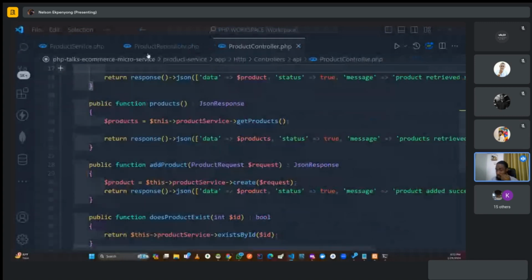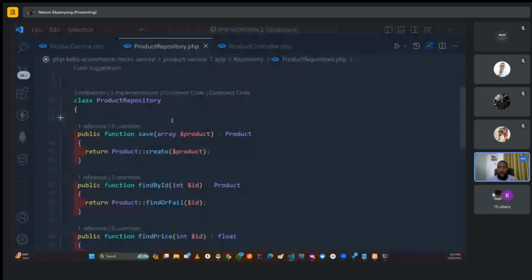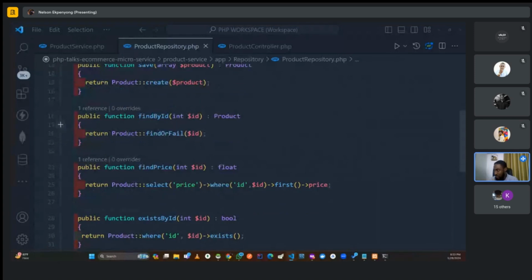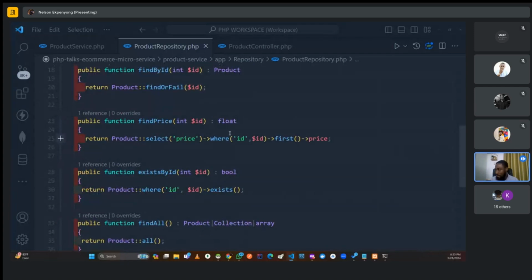So first, the product repository. Now, why the repository pattern is important is because you don't want the service to have anything to do with database calls. All database related activity is assigned to the repository. It's a design pattern that helps your code become modular and helps when it comes to testing. So here I'm saving. This is a save method that receives the product and saves it. Find by ID gets the product, finds or fails. This is from Laravel. Find price selects the price where the ID you give returns the specific price. Remember, if you pay attention, every method has a return type, right?